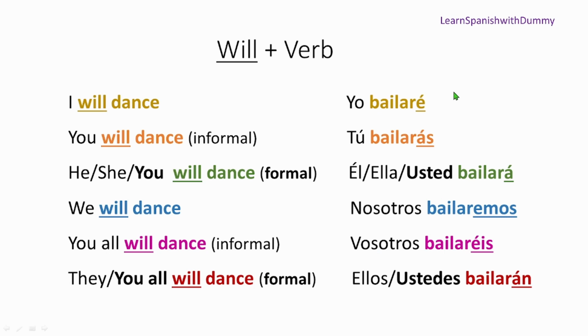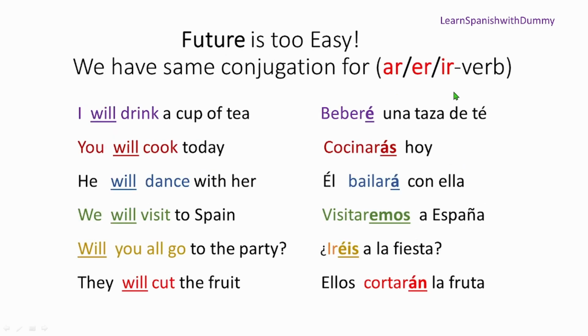Now that's it. Alright. So let's make some practical sentences, right? When you say, I will drink a cup of tea, you say, beberé una taza de té. Beberé means I will drink. Una taza, you know, taza is cup. De té. Té means tea. Now here in Spanish, we know that we don't need to put pronouns. It's not necessary. So I don't put it here. Beberé itself means I will drink.